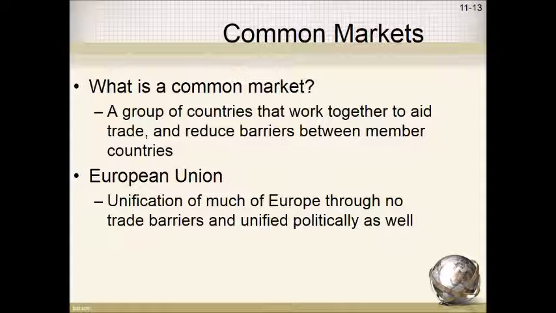A common market is a group of countries that work together to aid trade and reduce barriers between member countries. For example, you might have the European Union. The European Union is a unification of many countries in Europe with the goal to eliminate barriers to trade and to make them more competitive in trade. Individually, the countries were not as powerful and could not have as much control over the policies when they were going up against, for example, the United States, because of the size of our market. So by joining together, they can have a greater amount of power and control over trade policies. They have a common currency with the euro. And many new countries are constantly trying to enter the European Union and must meet certain economic restrictions, such as the GDP, in order to be part of it.